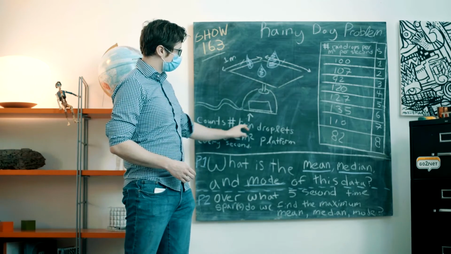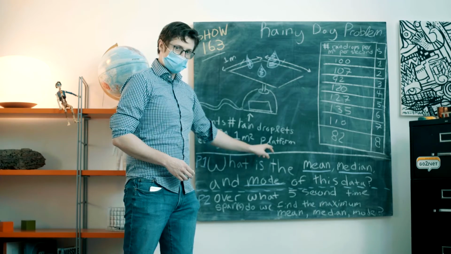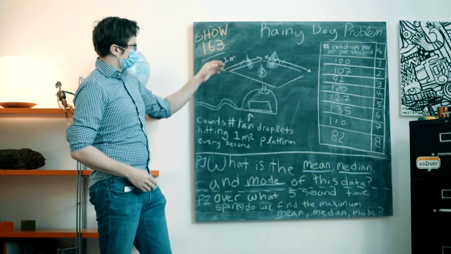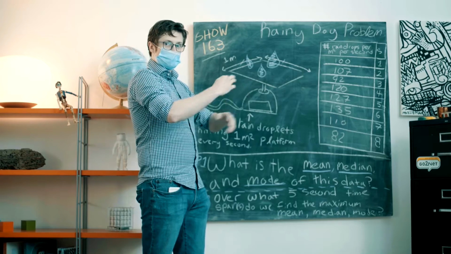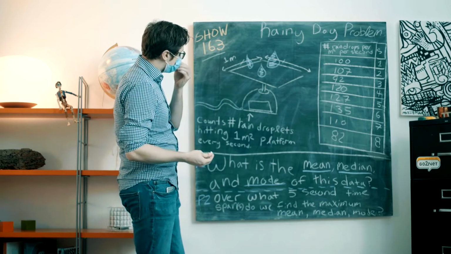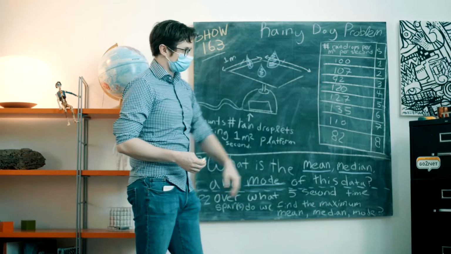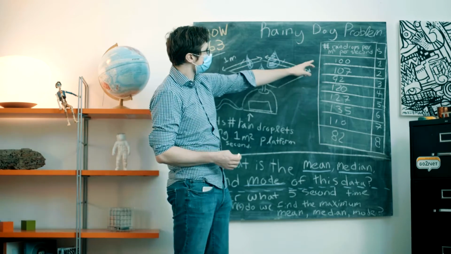And this device counts the number of rain droplets hitting a 1 meter square platform every second. Okay? So some rain is going to fall on this platform, and it's going to count all those raindrops and then put them into a log, okay, a data set. So that's what we can see here.